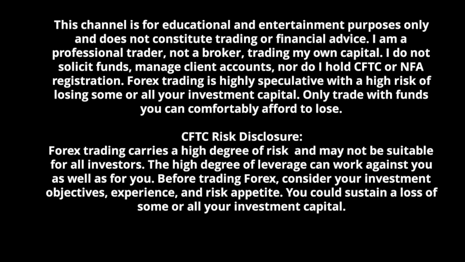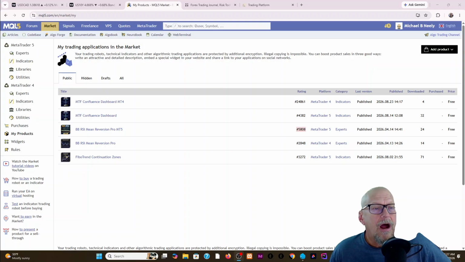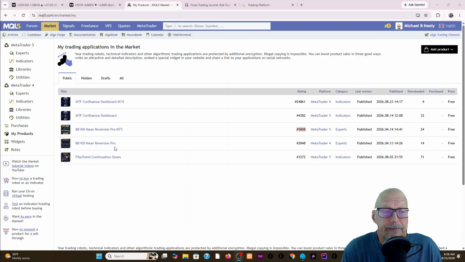So with that, first, let's go ahead and talk about me some more. Here we are. We have the MetaTrader 4, MetaTrader 5 EAs that I have on working right now. I've got several being researched, researching markets and making sure they work before I upload them. These work. It's the multi-time frame confluence dashboard for MetaTrader 4 and MetaTrader 5, right underneath it. And then here we have the Bollinger Band and RSI Mean Reversion Pro for MetaTrader 5 and MetaTrader 4.